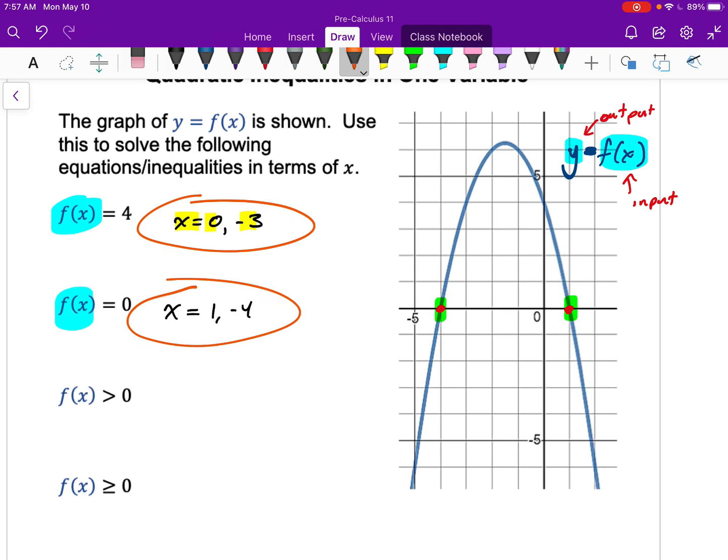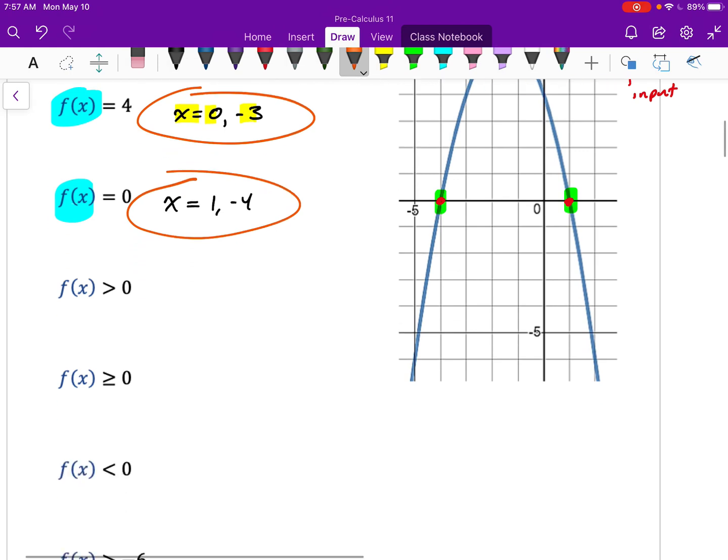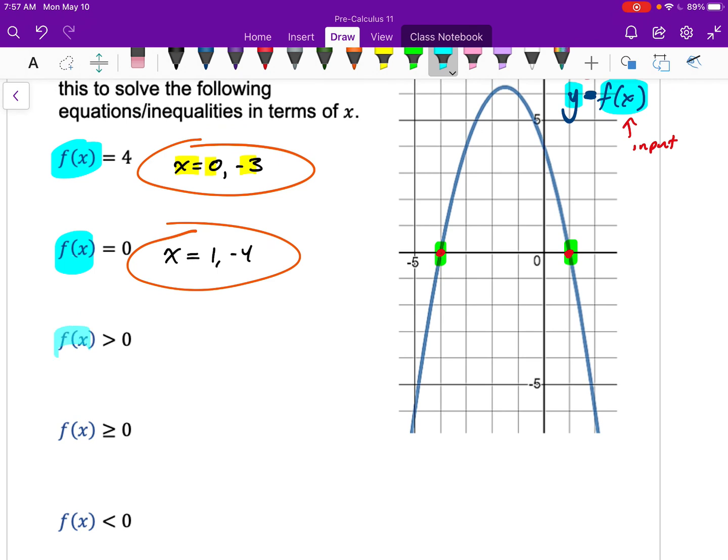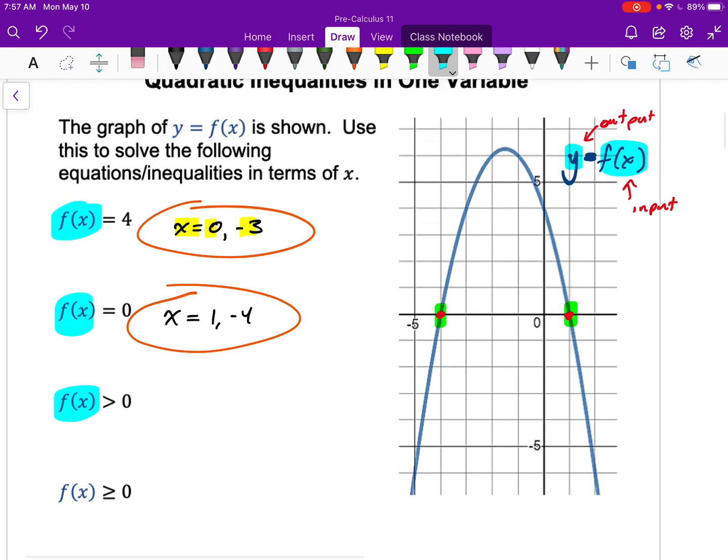Okay, so now I have some inequalities. Where is f of x greater than 0? So that means where are the outputs, where are the y values more than 0 but not equal to 0? Well, if I look at that, that's this entire region here. Everything here that I'm highlighting in green has an output, a y value, that is greater than 0, whether it's a little bit more than 0 or significantly more than 0.